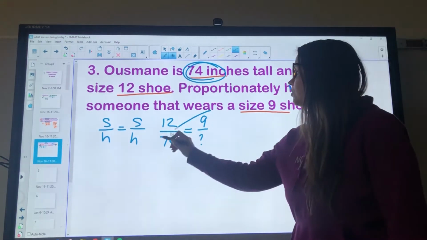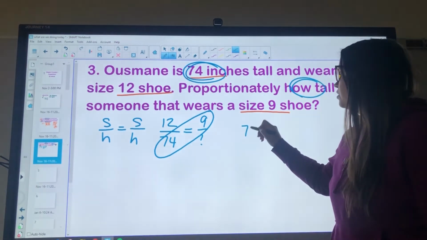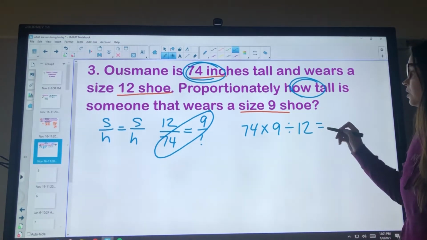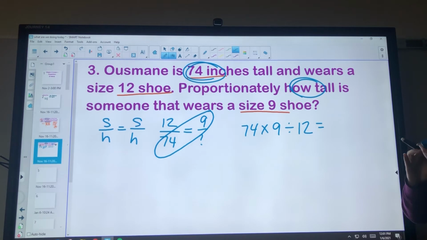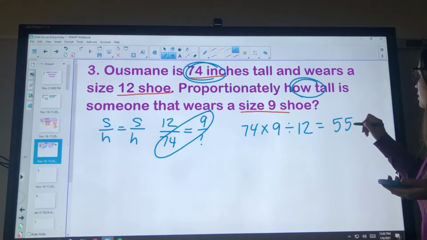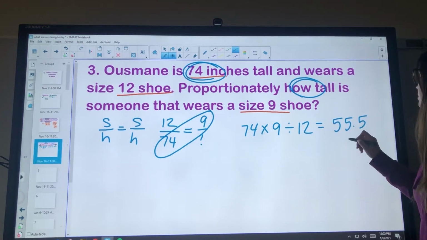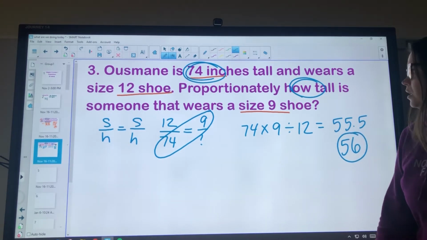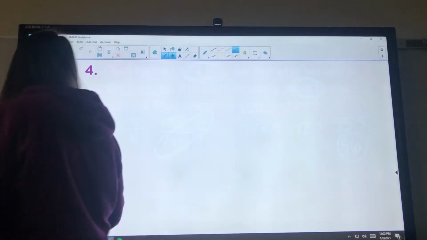So again, cross multiply and divide. 74 times 9 divided by 12. And if your phone calculator can't do this, then use the Desmos calculator. It's 55.5, so you would round that to 56. Okay? All right, the last thing is, sometimes they are a little weird.